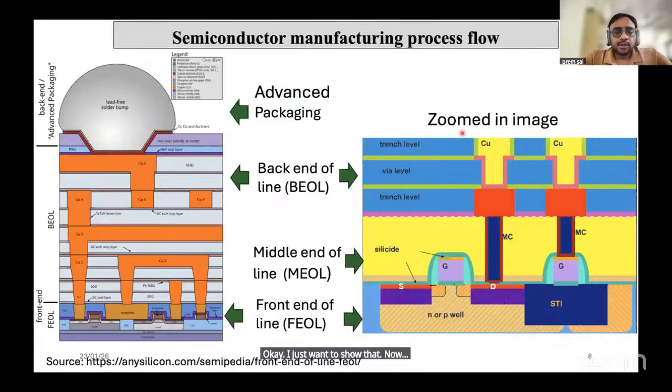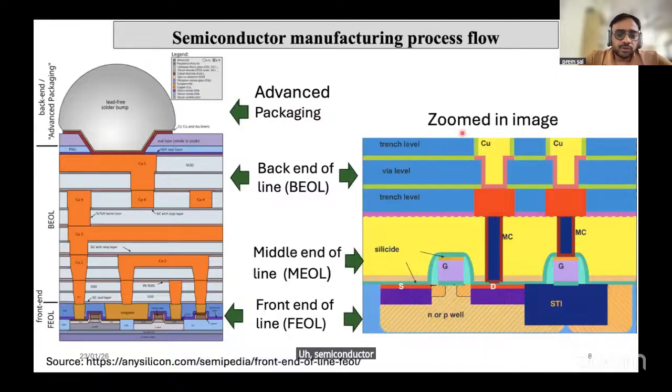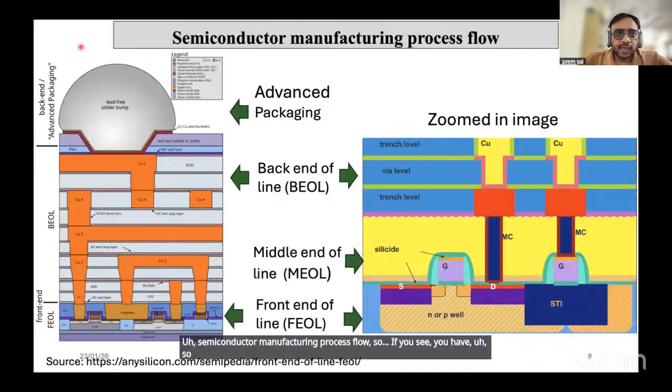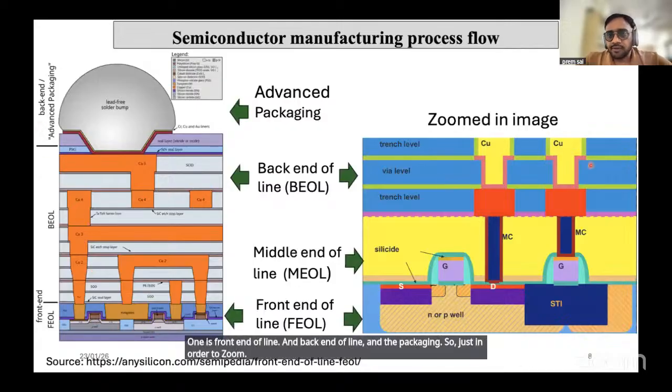Now let's zoom into the whole semiconductor manufacturing process flow. If you see, this whole thing, till you solder or make bonds to the packaging lead frame, is divided into 3: front end of line, back end of line, and the packaging. Just in order to zoom into this area, I have added that figure.